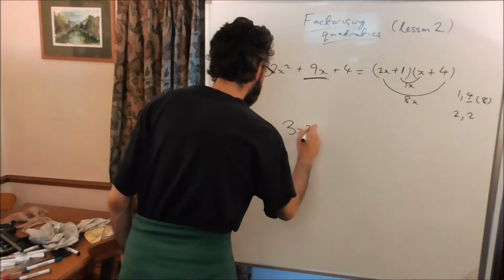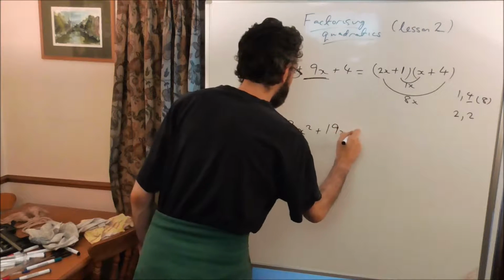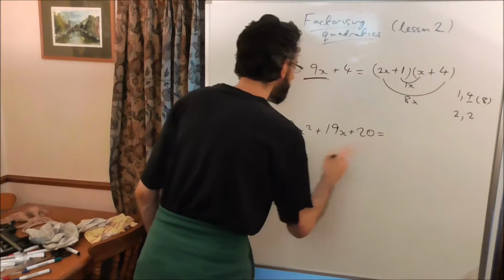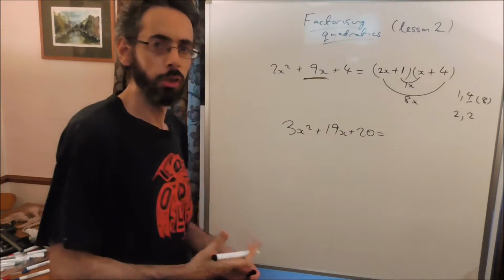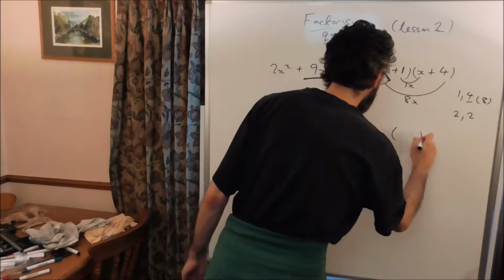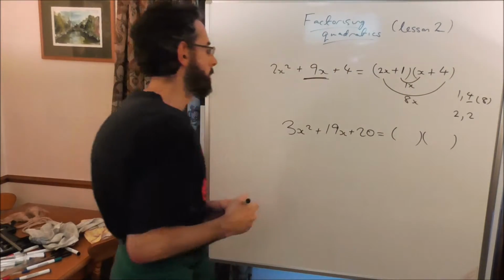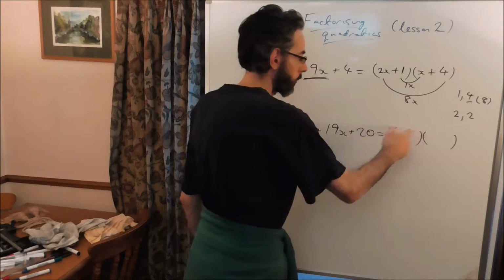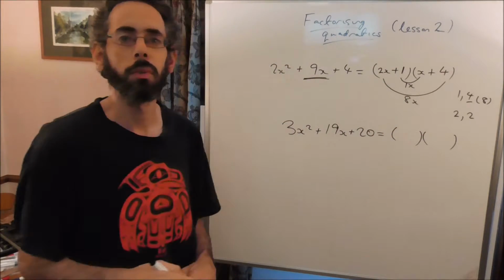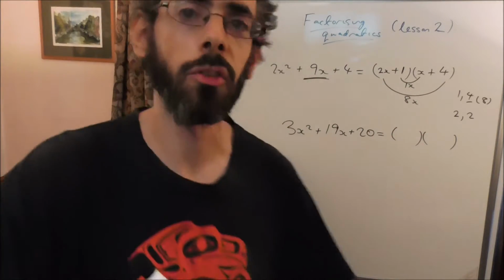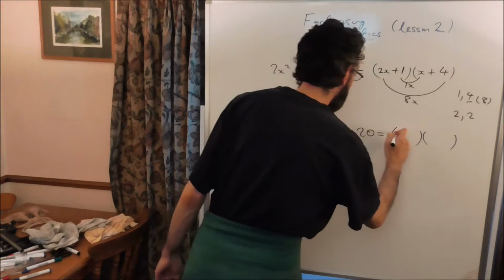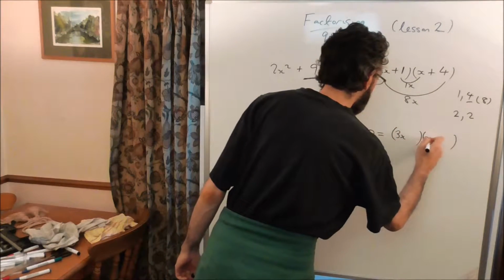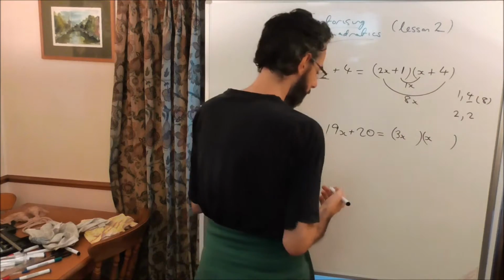3x squared plus 19x plus 20. So it's a 3-term quadratic, so it goes to a double bracket, as always. Right, to get 3x squared this time, what needs to be at the start of each bracket? Well, it's 3x and x. So 3x in one bracket, x in the other bracket. It doesn't actually matter which way around you have them at this stage.